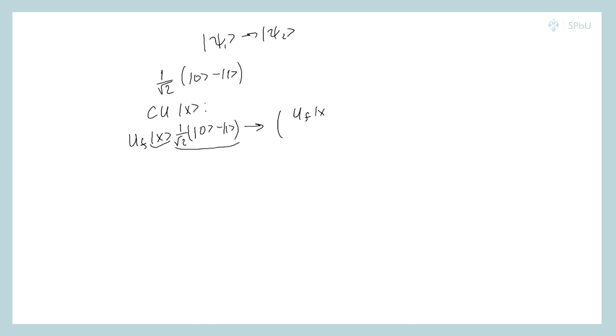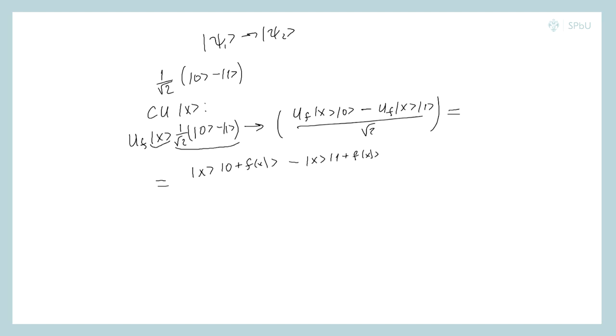U_f, x 0 minus U_f x 1 divided by square root of 2. And by the definition of U_f, this expression could be rewritten as x 0 plus f of x minus x 1 plus f of x, divided by square root of 2, of course.